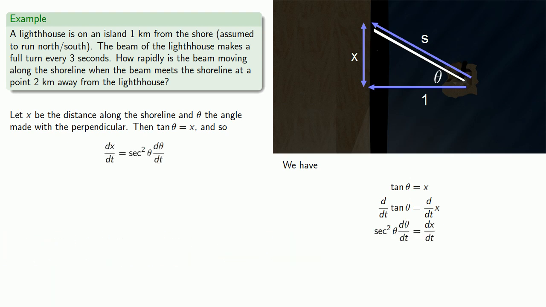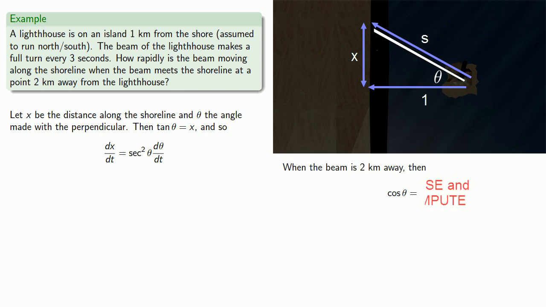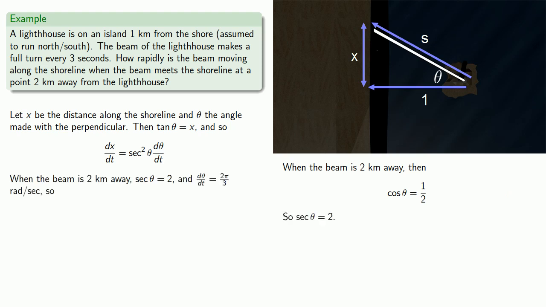Now we need secant theta, which we can get once we know cosine of theta. When the beam is 2 kilometers away, then cosine of theta will be 1/2, which gives us secant theta equal to 2. We've already figured out d theta/dt is 2 pi over 3 radians per second, and so that allows us to find dx/dt.